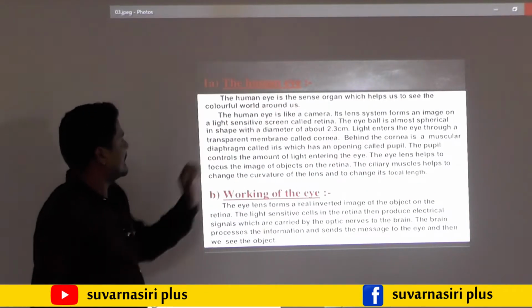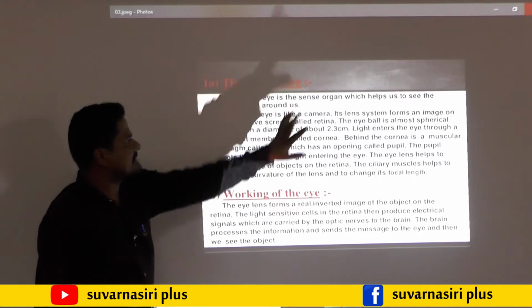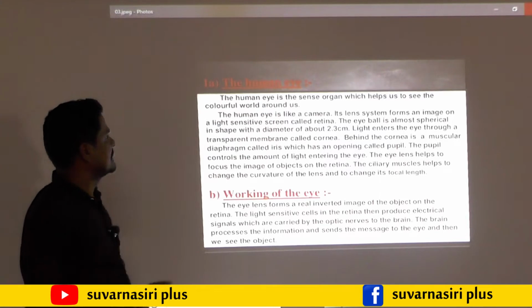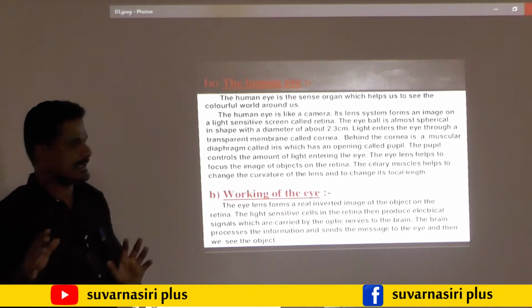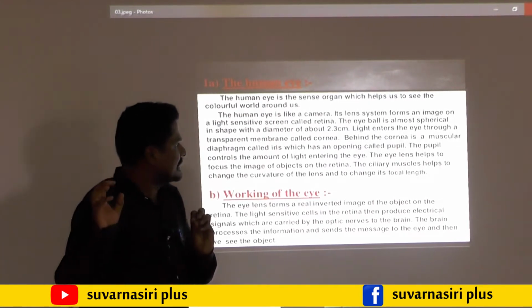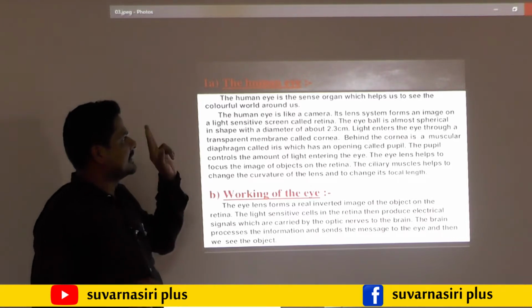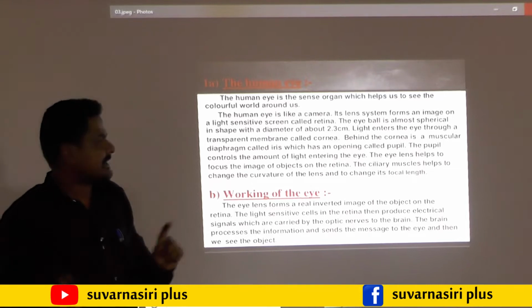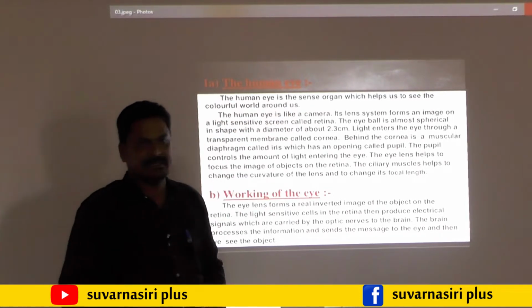Next, the human eye. The human eye is a sense organ which helps us to see the colorful world around us. The human eye is like a camera, I already told. The human eye forms an image on the retina. The eyeball is almost spherical in shape and its diameter is about 2.3 centimeter.